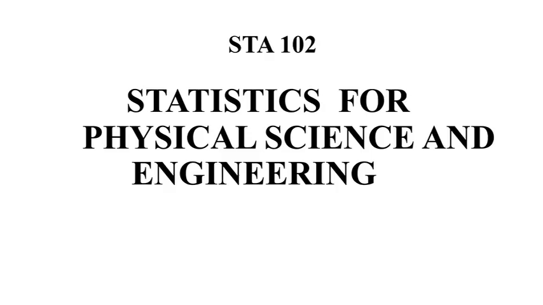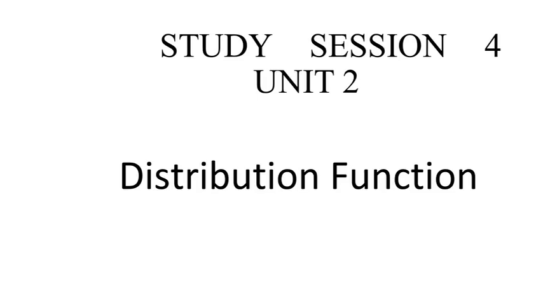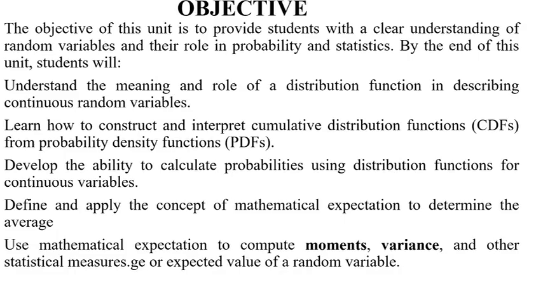Last time we talked about study section 4 unit 1, which is random variable. Today our discussion is based on study section 4 unit 2, which is distribution function. Objectives. What are the objectives of this study unit?